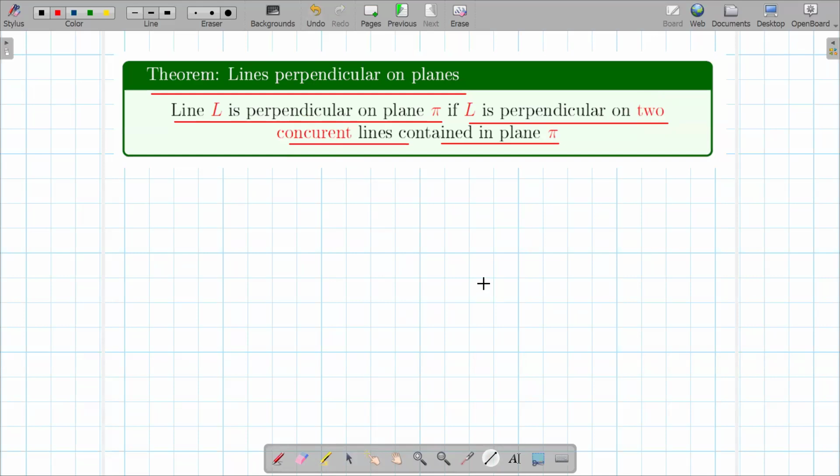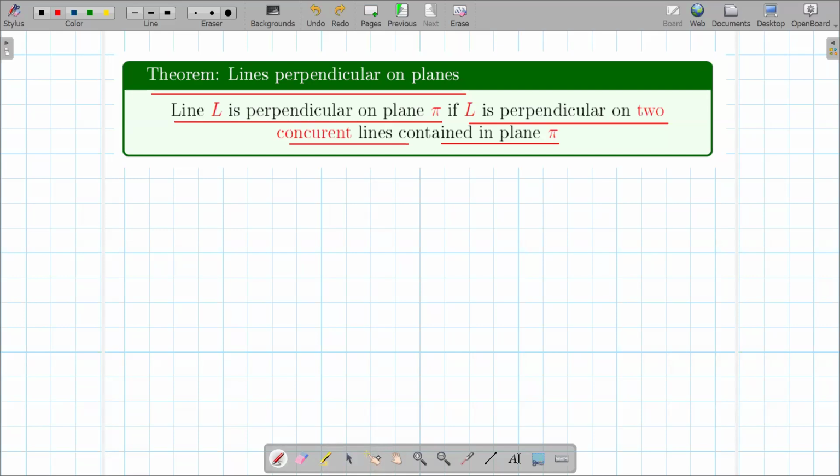Remember, the definition says that the line is perpendicular on a plane if it's perpendicular on every single line in the plane. And that definition cannot be acted upon. You cannot use that in order to actually prove that the line is perpendicular on a plane. But now, if we only have to prove that a line is perpendicular on two concurrent lines in a plane, that we can do in problems. All right? So here's how we can prove this theorem.